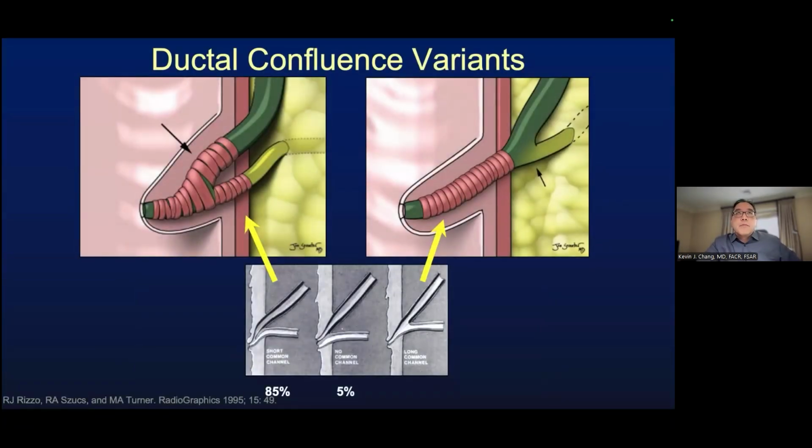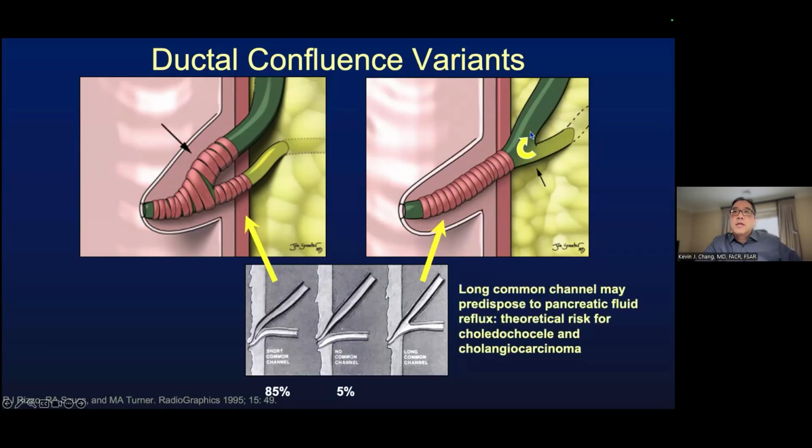There are also multiple ductal confluence variants that can occur. You see the smooth muscles wrapping the confluence between the common bile duct and the pancreatic duct at the ampulla of Vater. This common channel can be of varying lengths. You can have a short common channel or no common channel at all, where the ducts drain separately at the ampulla. Or you can have a long common channel where sometimes the sphincter doesn't quite envelop the entire confluence.